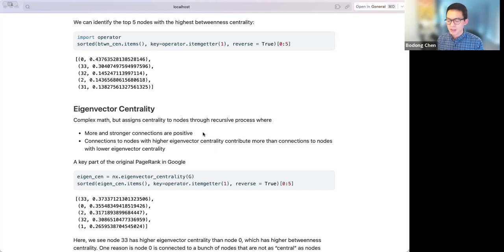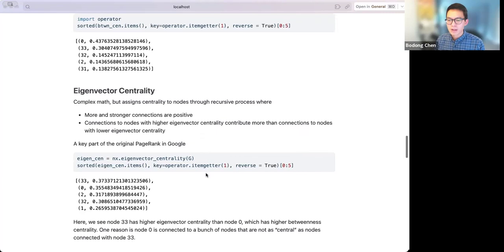And again, using NetworkX, you can calculate eigenvector centrality using this function. And you can do the same. You can find out the most important nodes based on eigenvector centrality. And in this case, we find node 33 is thought to be more important than node 0, because eigenvector centrality is capturing a different thing, right?